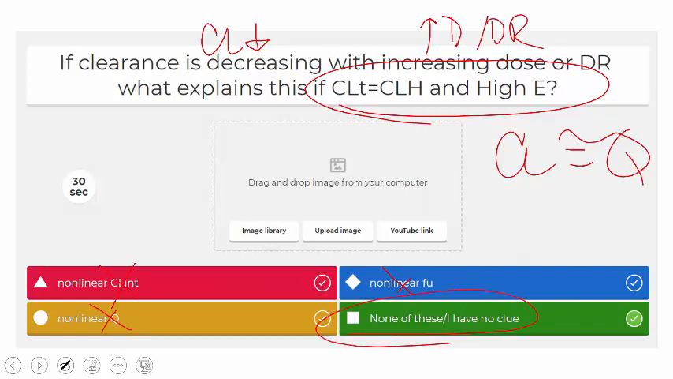So it's none of these, right? It's none of these. You can't saturate it. So you should not see nonlinear clearance in a high extraction drug. It's not possible.